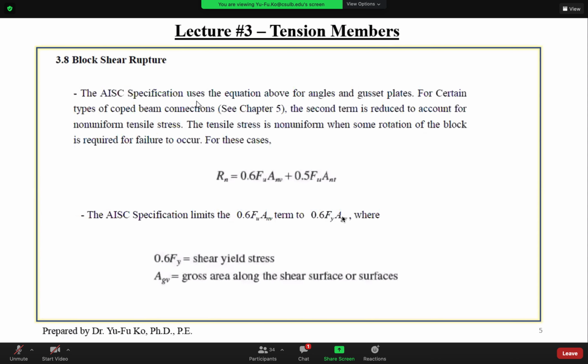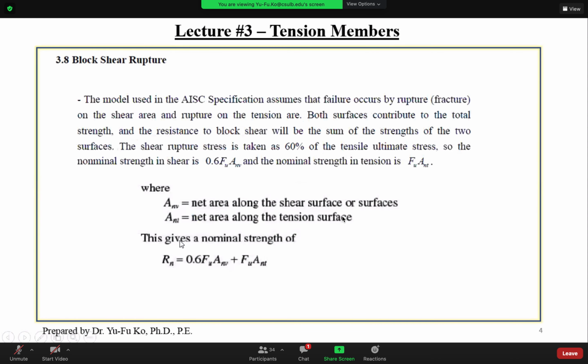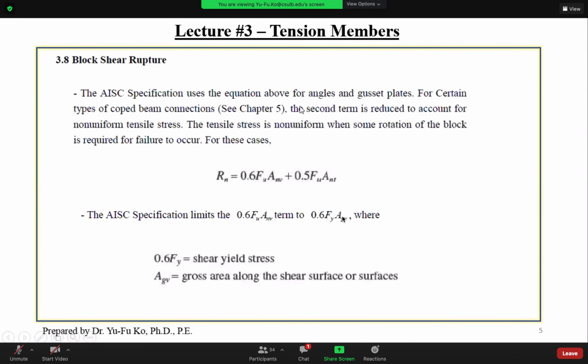The AISC specification uses the equation above for angle and gusset plates. So the above equation you just learned is applied for angle and gusset plate connections. For certain types of coped beam connections, the second term is reduced to account for non-uniform tensile stresses. So what do I mean by coped beam connections?